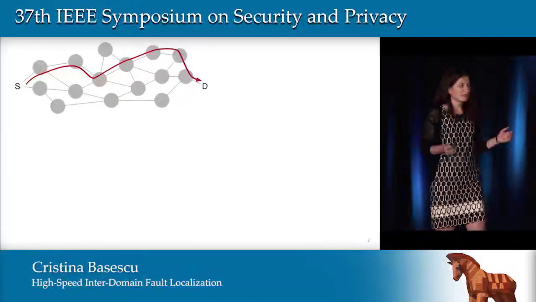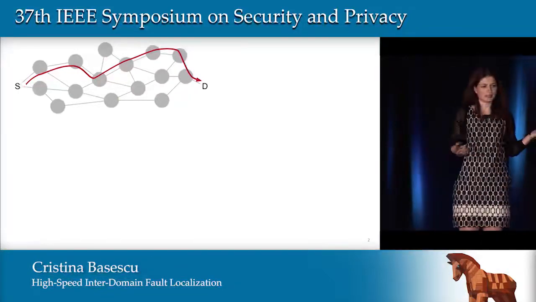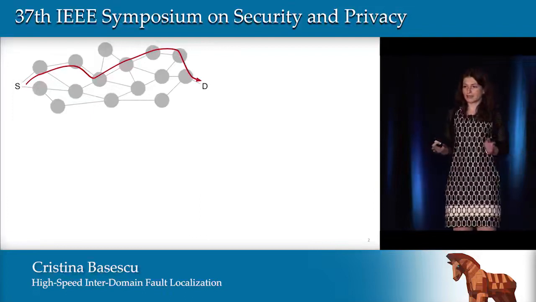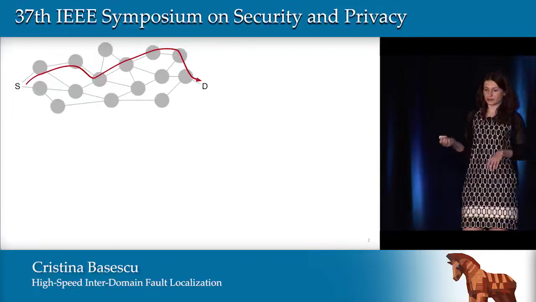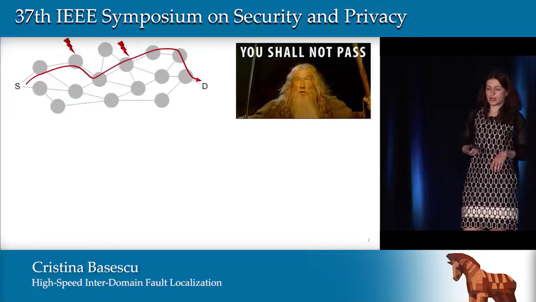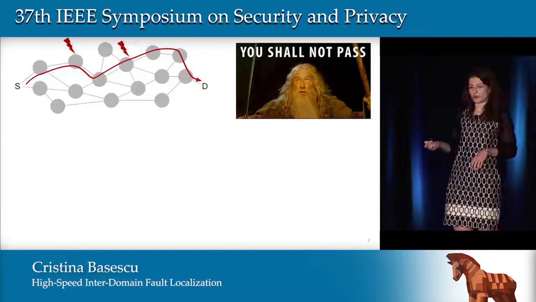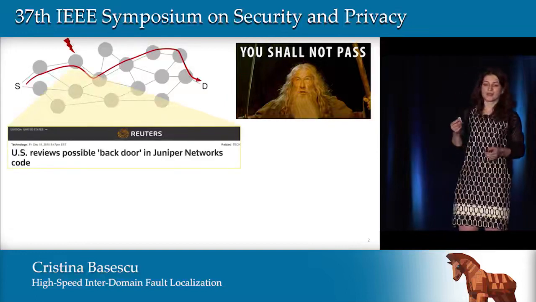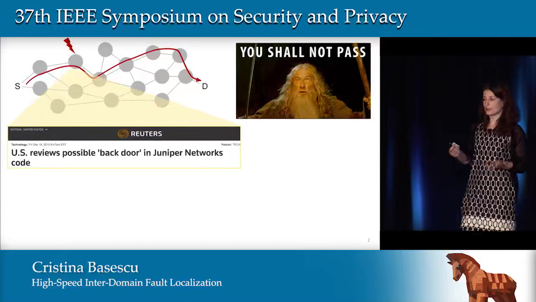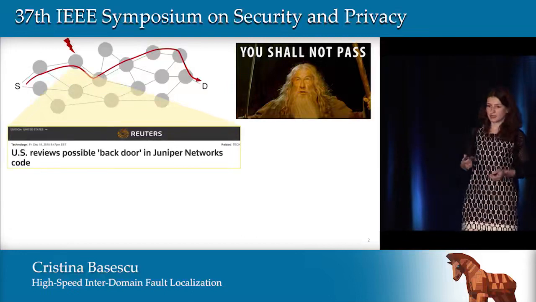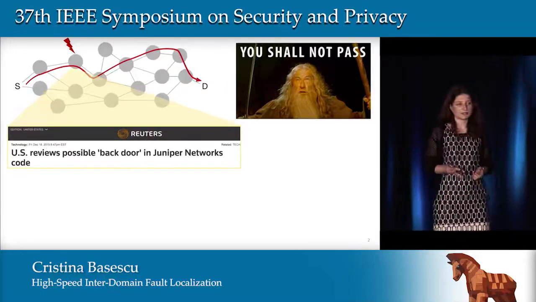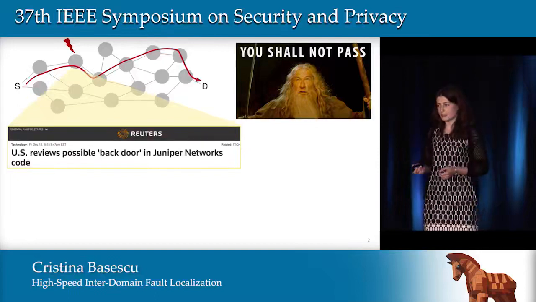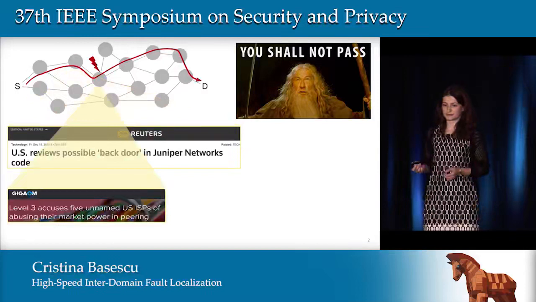So when a source contacts a destination over the internet, it expects the network to be available. And this is vital, especially in the case of critical infrastructures. However, there are many things that can go wrong. Well, last December, unauthorized code was discovered on Juniper routers that may have been used to spy on Juniper customers. Now, if this attack results in traffic delay, perhaps we can localize it.